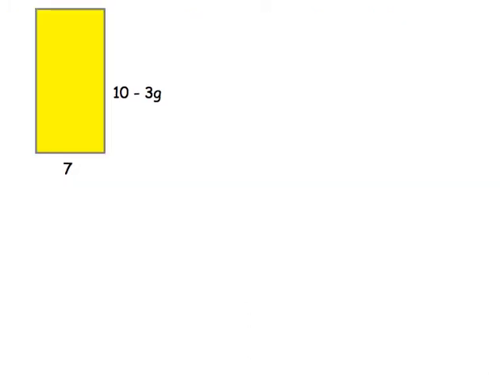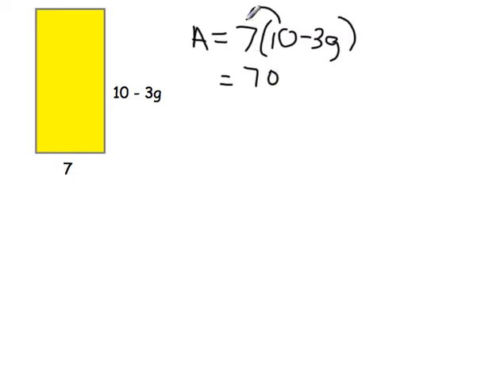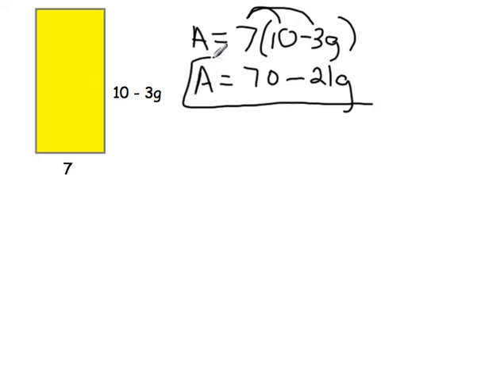Let's do another one. Again, area is the length times the width. So I'm going to take the small one, I'm going to take 7 times 10 minus 3g. Now again, we have to do the distributive property. 7 times 10 is 70. 7 times negative 3g is going to be negative 21g. And that's going to be my area. I can't go any further. There are no like terms to combine. So that would be it.